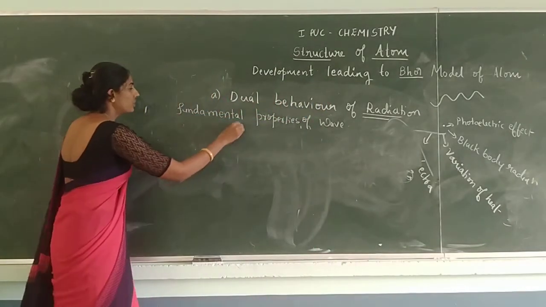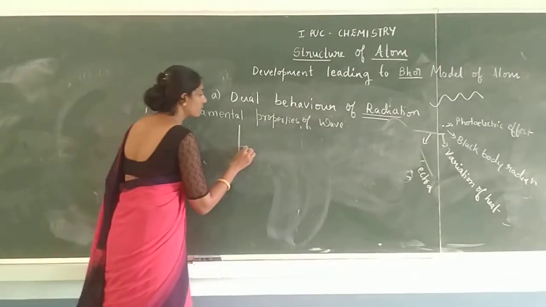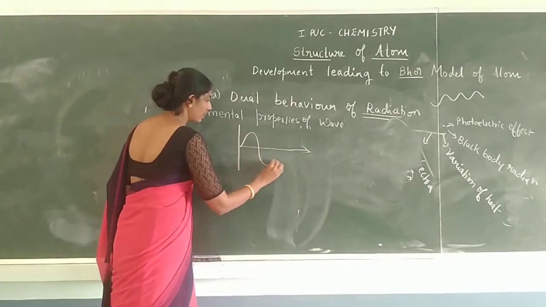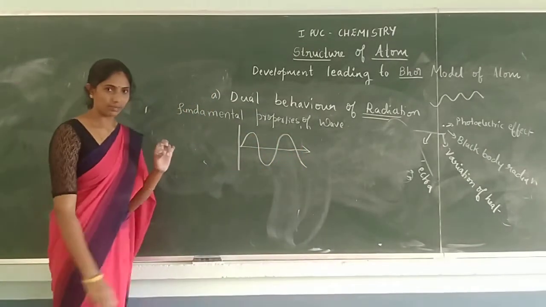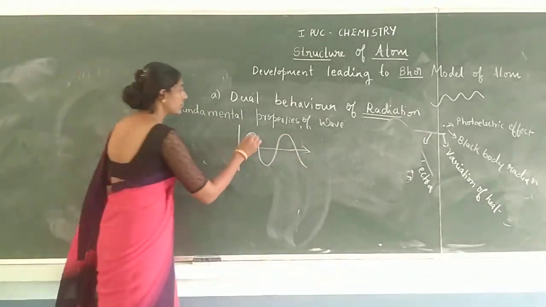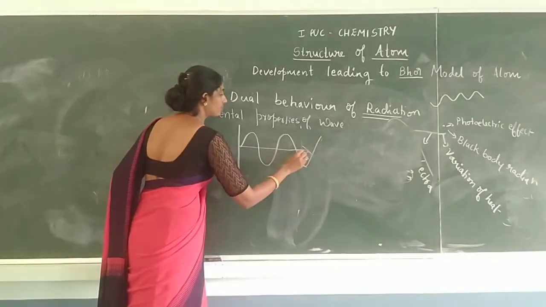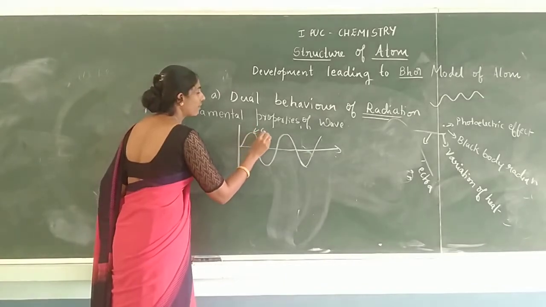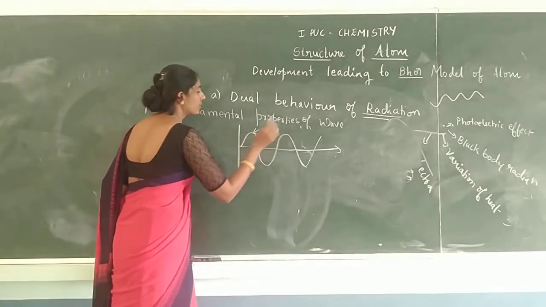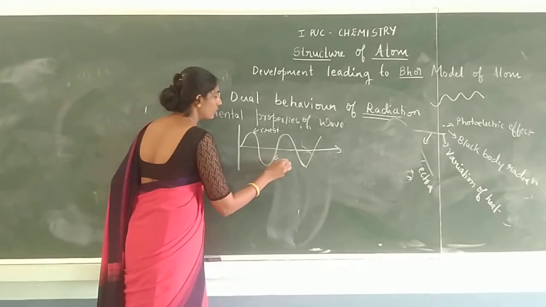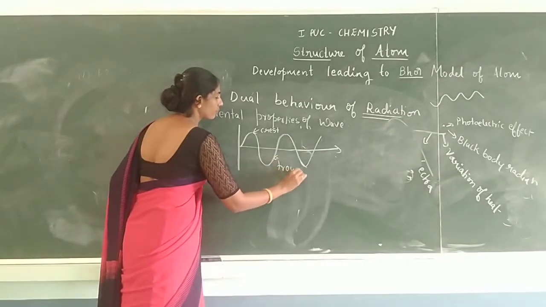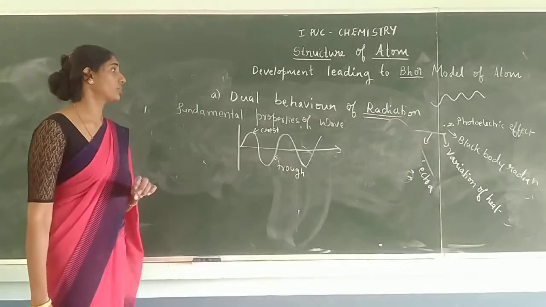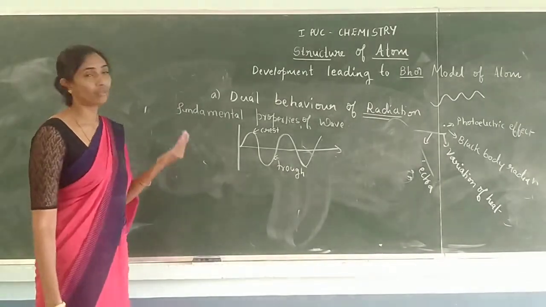So, what are some of the fundamental properties of the wave? In general, simply when we explain, if we consider the direction of light, this is how we represent waves. Correct? So here this is usually called as what? Crest, and this is usually called as what? Trough. So some of the fundamental terms used in the measurement of waves.